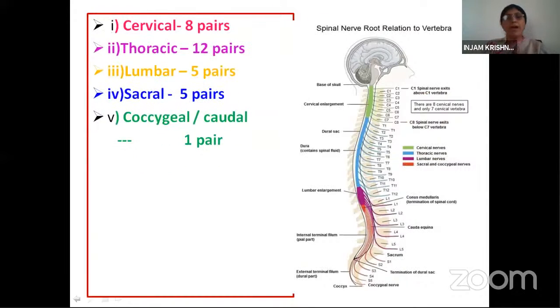What are those 5 groups? Based on their location, we have made 5 groups. Cervical, there are 8 pairs. Thoracic, 12 pairs. Lumbar, 5 pairs. Sacral, 5 pairs. And coccygeal or caudal, 1 pair. Altogether, how many? 31 pairs.